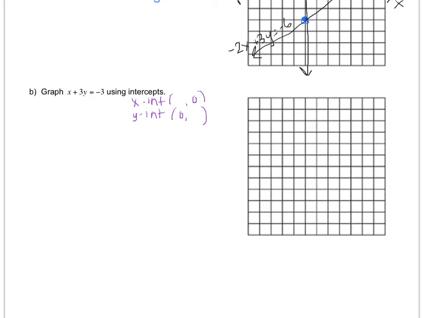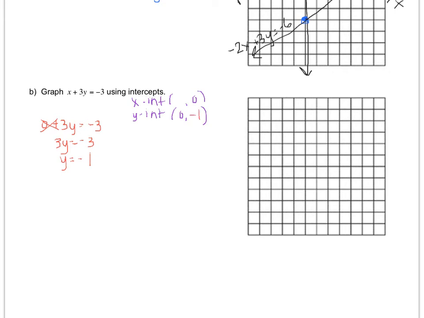So first I'll plug in 0 for the x. 0 plus 3y equals negative 3. That piece cancels out, and I get 3y equals negative 3, so the y value is negative 1. That means that the y-intercept point is at (0, -1).